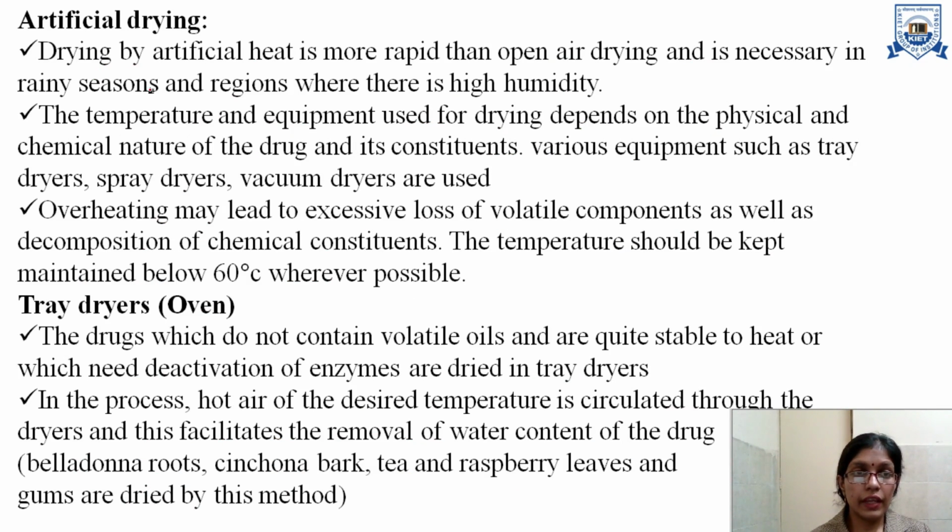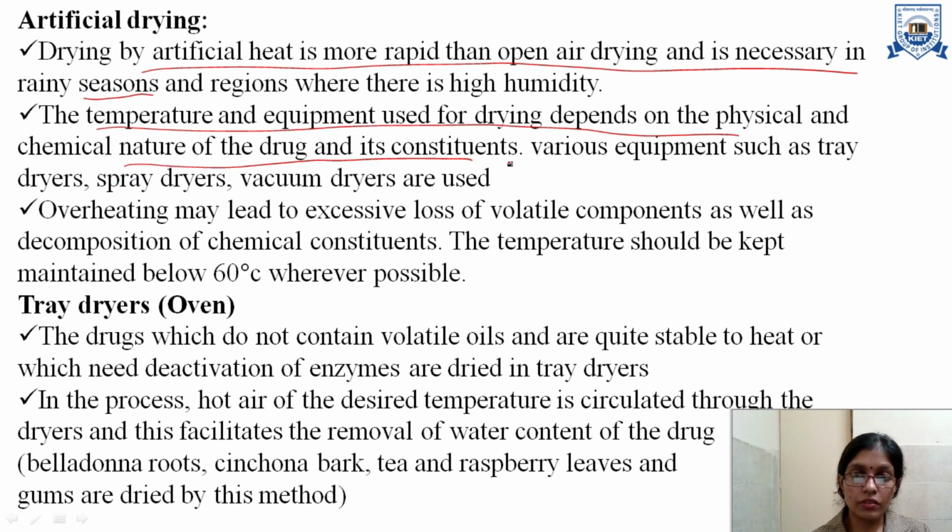Then, artificial drying. Drying by artificial heat is more rapid than open air drying, and it is necessary in rainy seasons when the weather is not suitable. The temperature and equipment used depend on the physical and chemical nature of the drug and its constituents. Various equipment is used for artificial drying, such as tray dryers, spray dryers, vacuum dryers, etc.